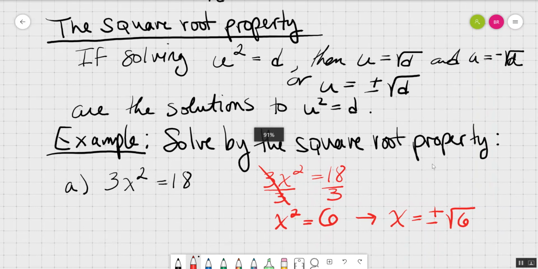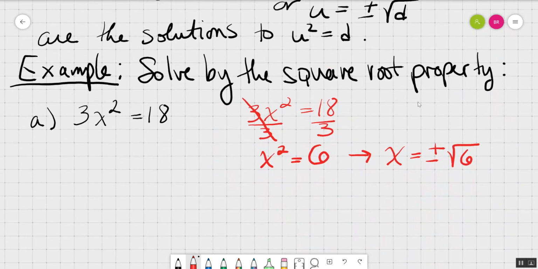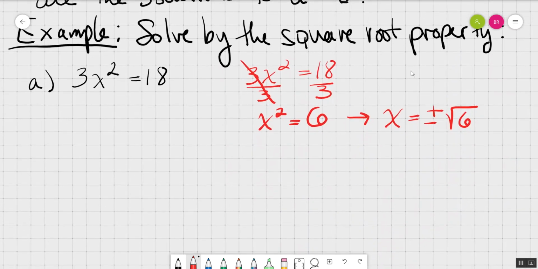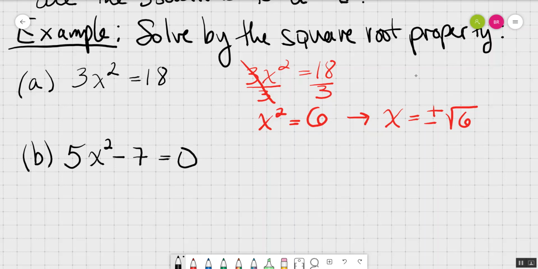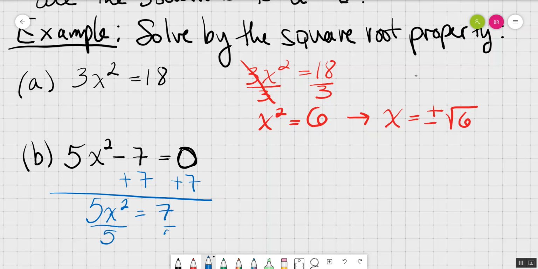Now, some of these you will have to do a little bit more than just do the plus or minus root. So notice I had to take care of the 3 first, and there's some of the ones I have coming up where we'll also have to take care of some other things. You'll see how this gets used. 5x squared minus 7 equals 0. Let's add 7 to both sides. So again, your goal is to get that squared stuff by itself. Let's divide by 5. So you'll get that x squared is 7/5.